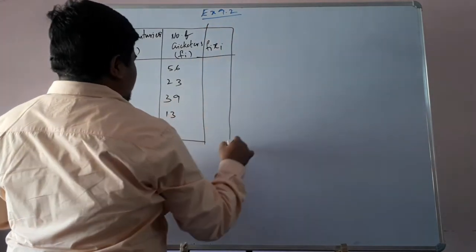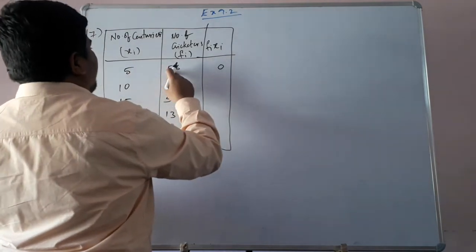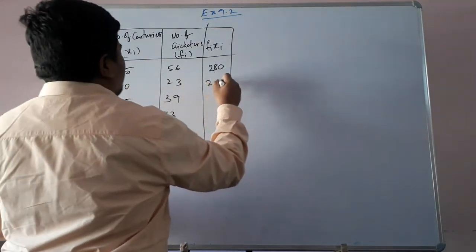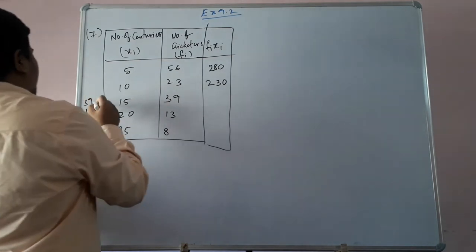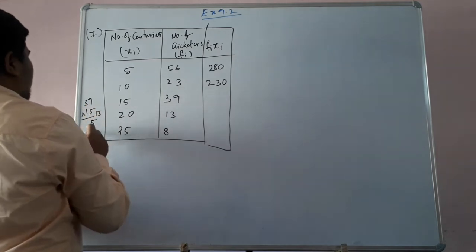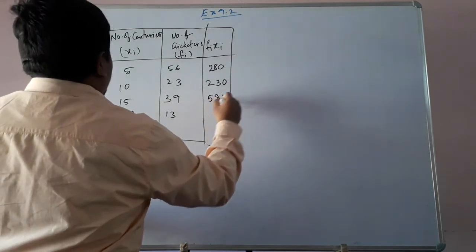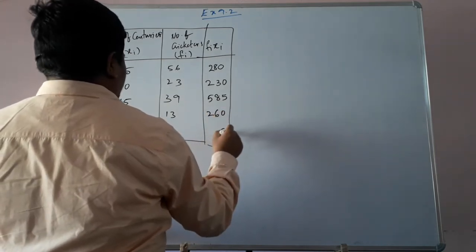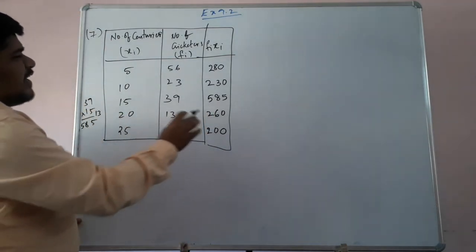56 fives are 280, children. Next, 10 into 23, very simple, 230. 15 into 39: 15 nines are 135, 15 threes are 45, 45 plus 13 is 58, so that's 585. Next, 20 into 13, 260. Next, 25 eights are 200. So children, we got the fi xi values.